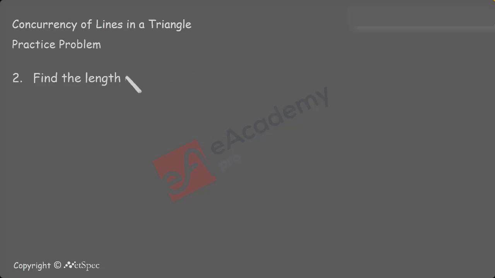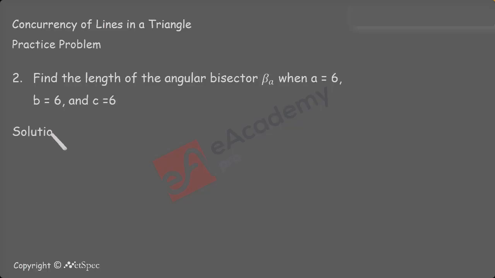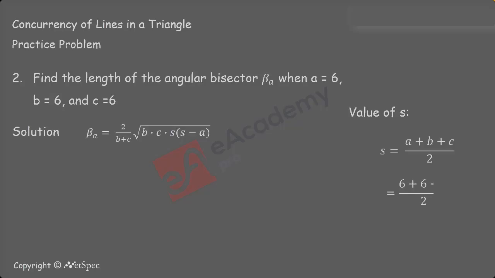Find the length of the angular bisector, beta A, when A equals 6, B equals 6, and C equals 6. We know the formula for calculating the angular bisector is 2 by (B plus C) into the square root of B C S into (S minus A), where S is the semi-perimeter. The value for S, the semi-perimeter, is (A plus B plus C) by 2. Substituting the values of A, B and C into the equation, you get (6 plus 6 plus 6) divided by 2. This is equal to 18 divided by 2, which is equal to 9.